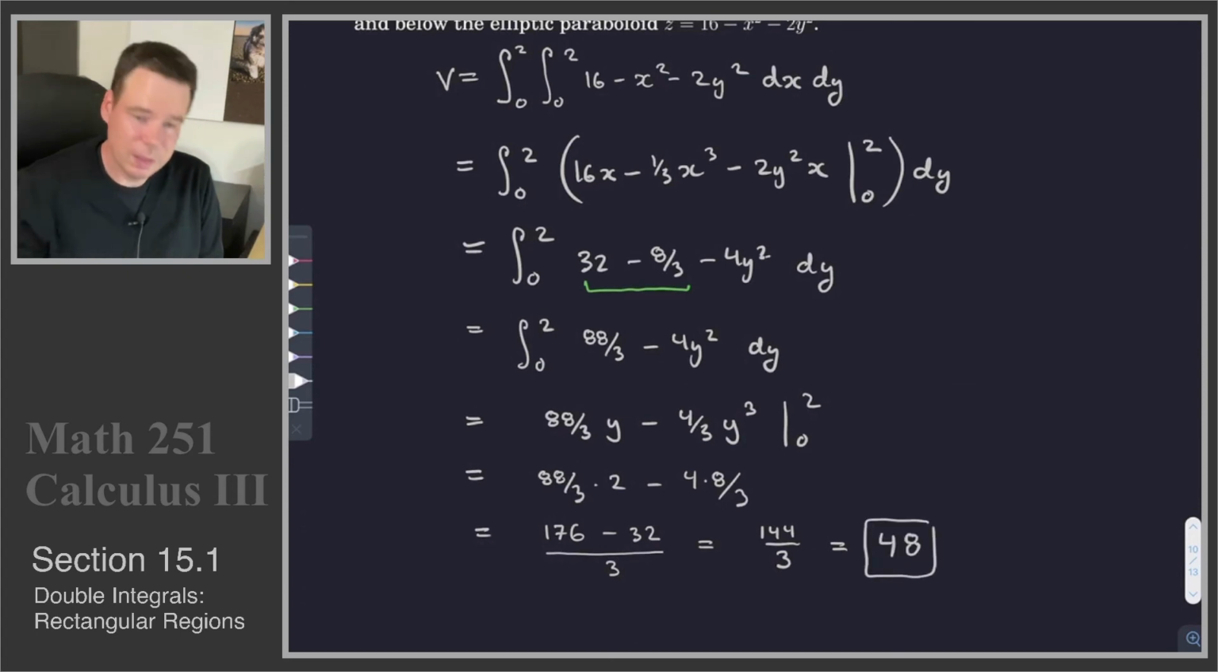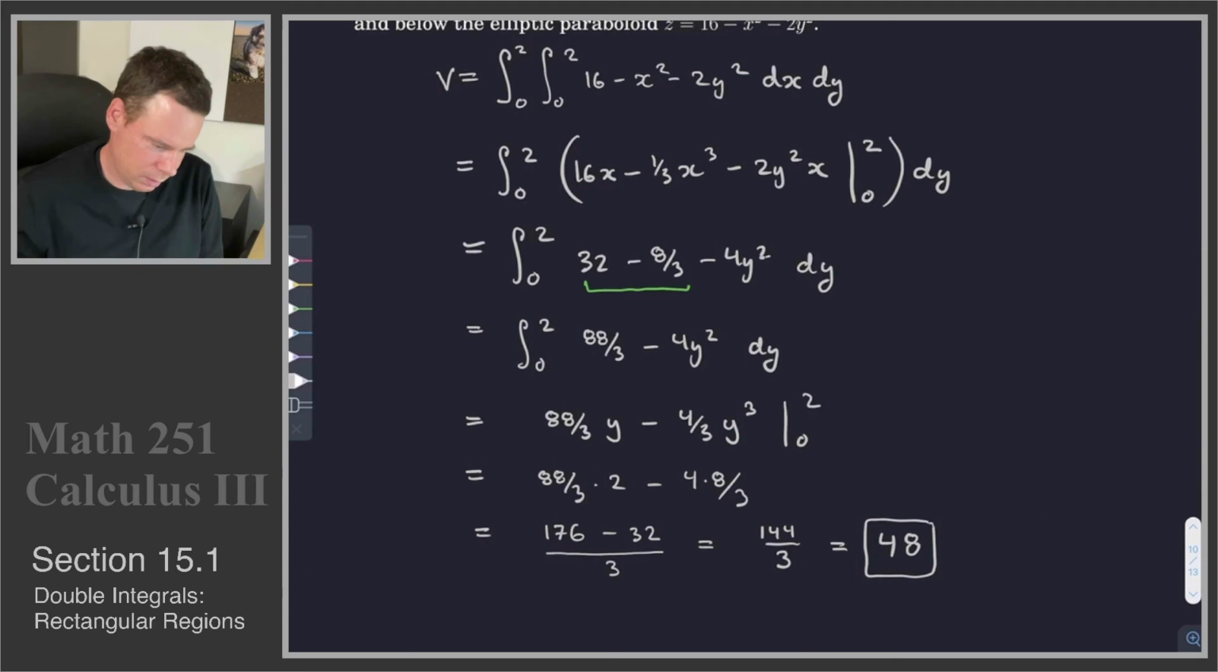So there is our exact value of that volume. If you think back to how we did it with an estimate using the midpoint rule, we got a value of 49. So our estimate using 4 rectangles gave us a value of 49. Now we see the exact value is 48. So our estimate actually wasn't too bad.